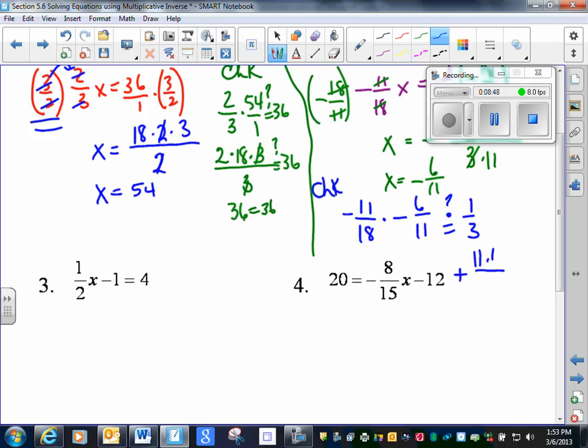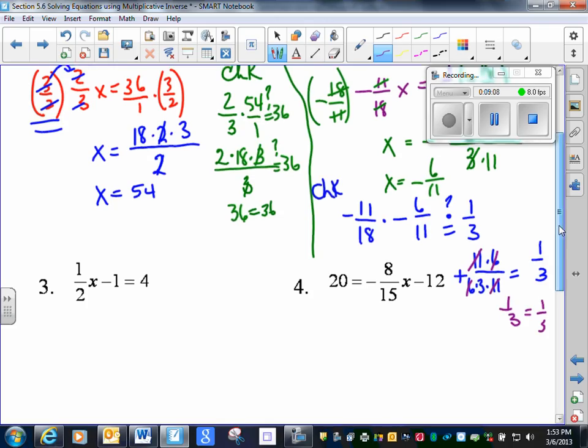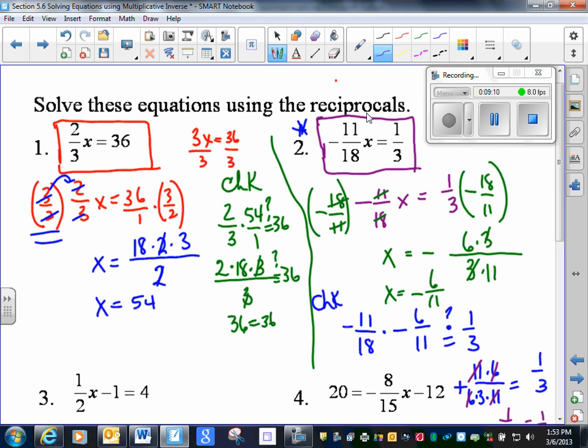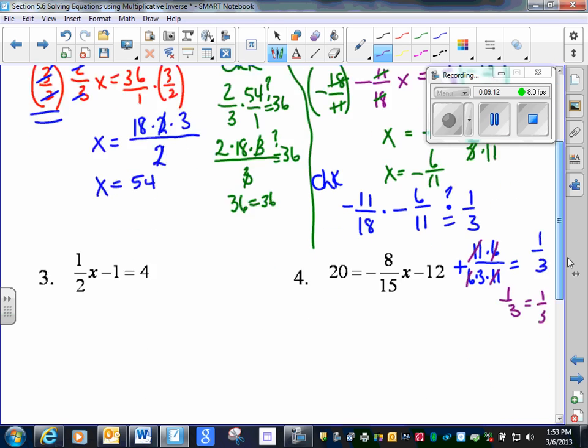11 times 6 over 18, which is 6 times 3. There's another 11. Does that equal 1/3? We're getting closer to the answer. 11 cancels, 6 cancels, and we have the ghostly 1 in the numerator. 1/3 equals 1/3, and we're good to go. Let's do a couple more.